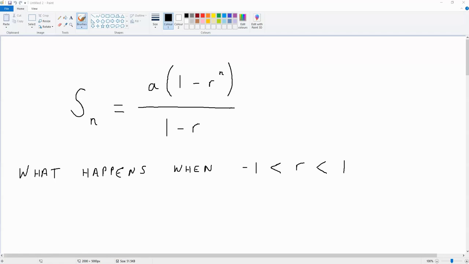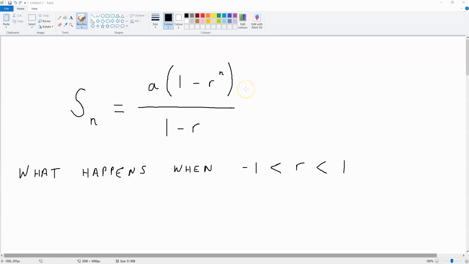In my previous video, I demonstrated how to find the general rule for the sum of a geometric series. Now in this video, I'm going to be demonstrating how to find the sum to infinity of a geometric series.